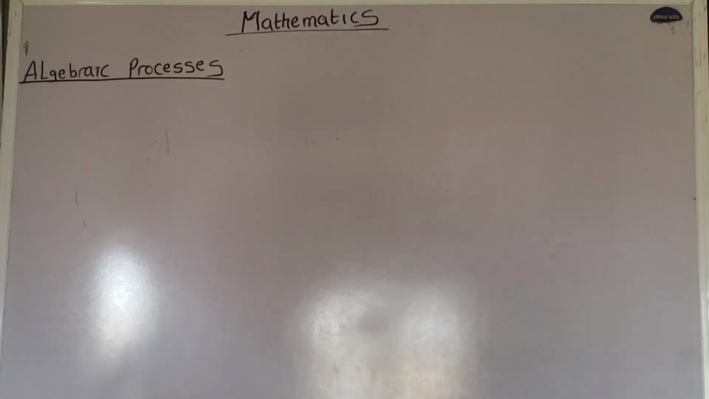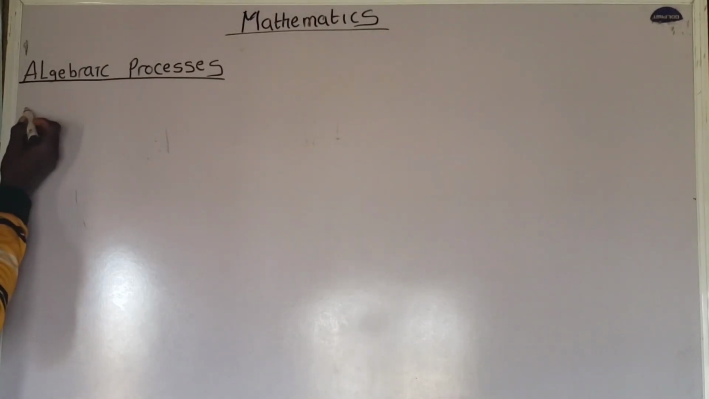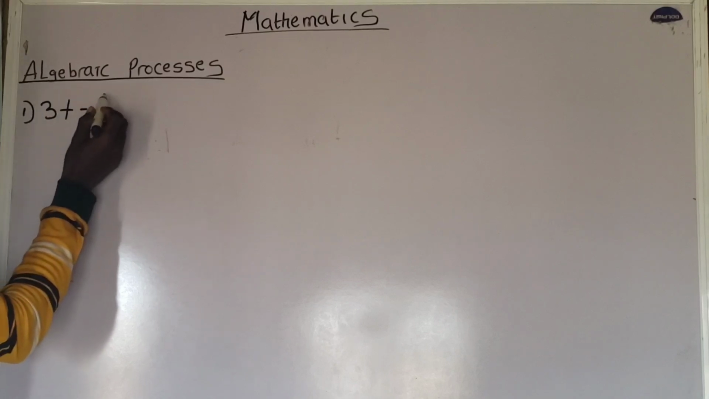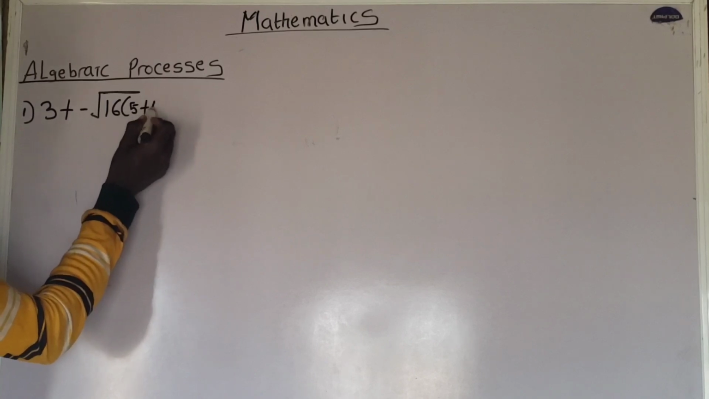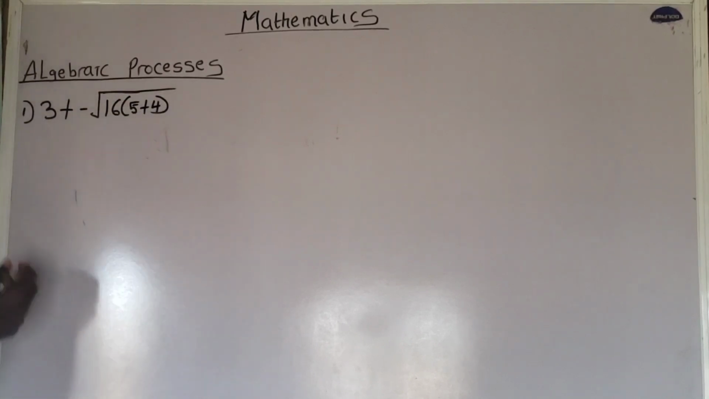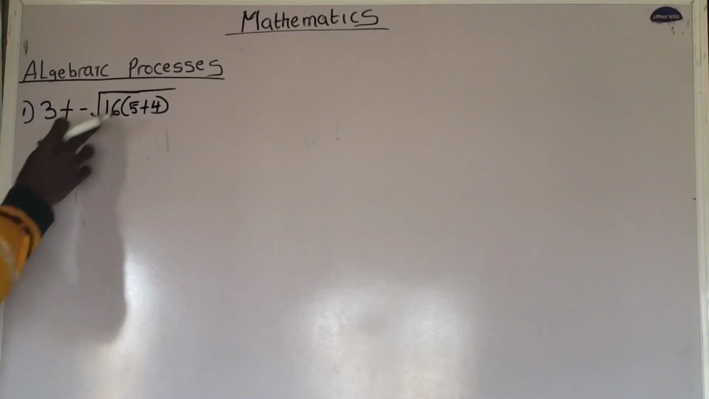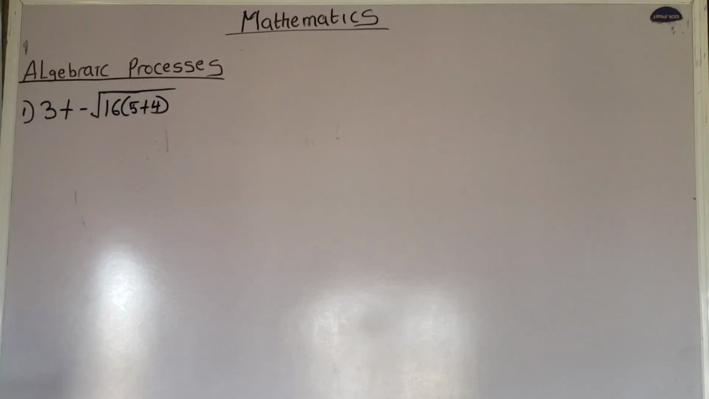For example, let's say we have 3 plus minus root 16 5 plus 4. Is this an algebraic expression or not? This is not an algebraic expression. The reason is because we only have numbers. You can see there is no letter. You understand? For us to call an expression an algebraic expression, it must have both numbers and letters. Let's look at another example.